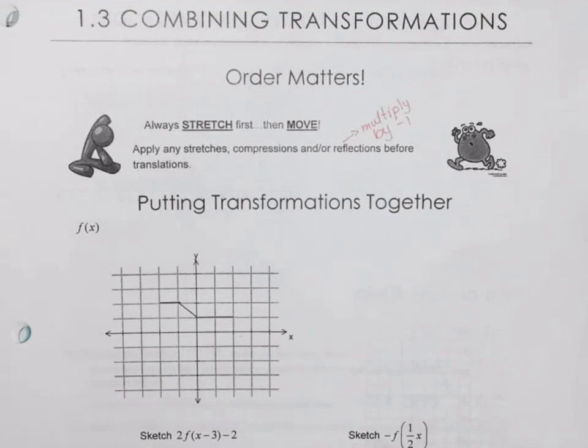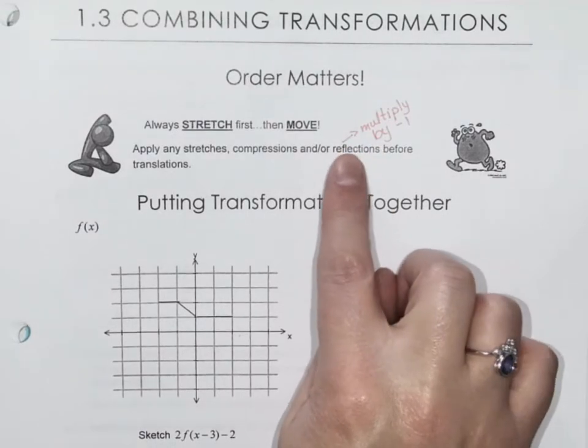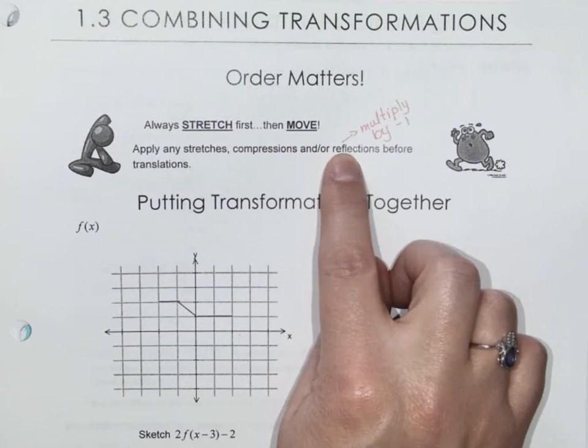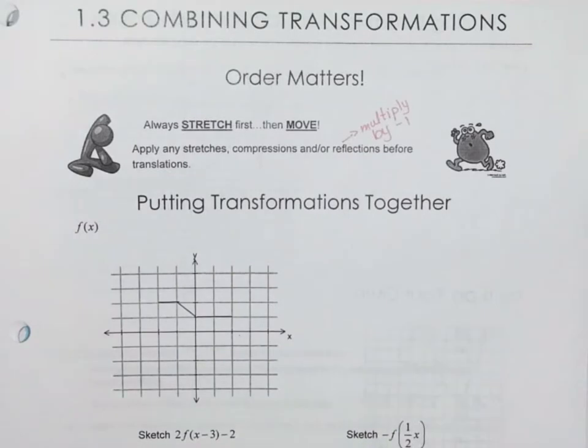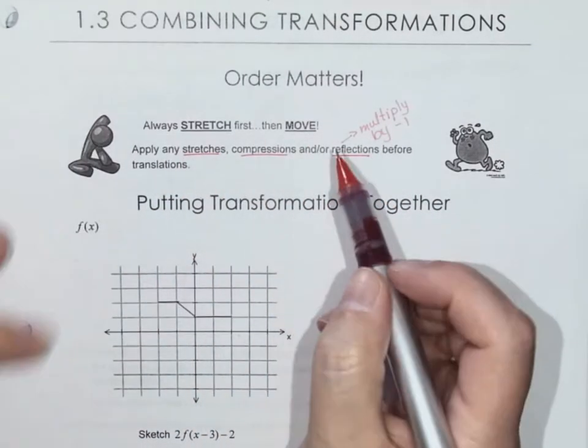Okay, so today's lesson is just about doing 1 and 2, but doing them at the same time. If you're doing a reflection, it is technically a stretch because you're multiplying by a -1. It does change the values, and it ends up resulting in a reflection. So stretches, compressions, and reflections all get done together.